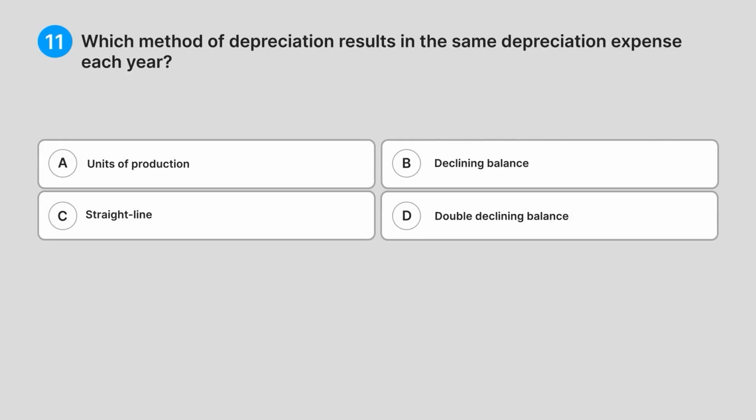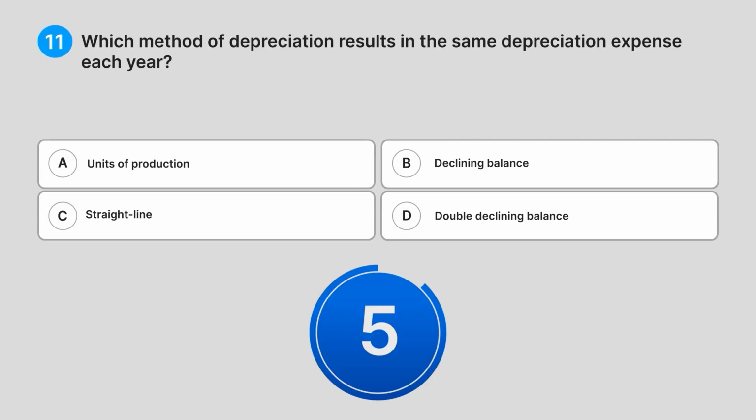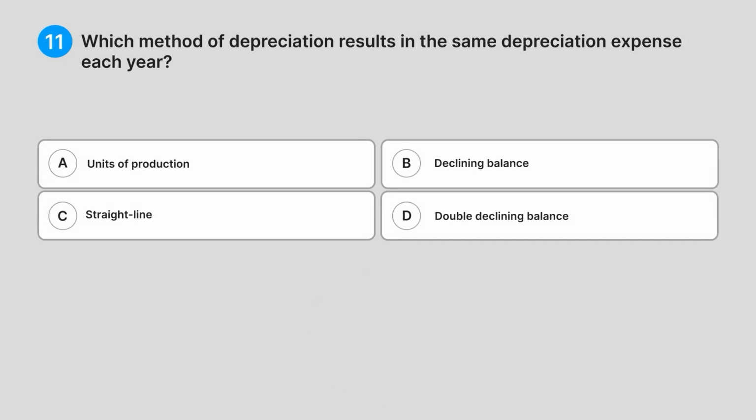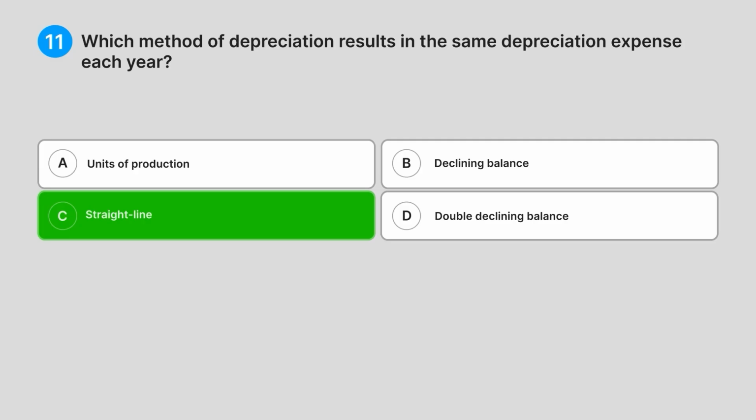11. Which method of depreciation results in the same depreciation expense each year? A. Units of production. B. Declining balance. C. Straight line. D. Double declining balance. Can you guess the answer? Correct answer C. Straight line.